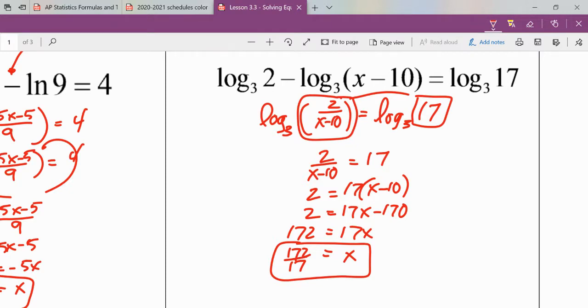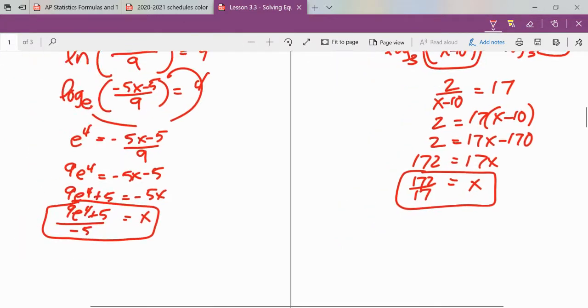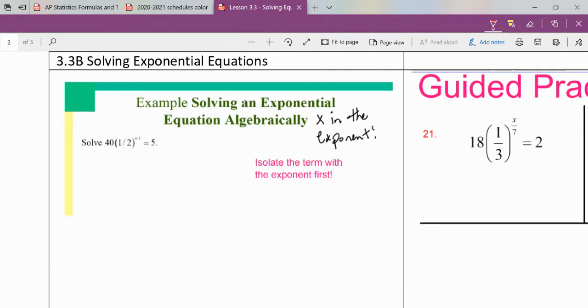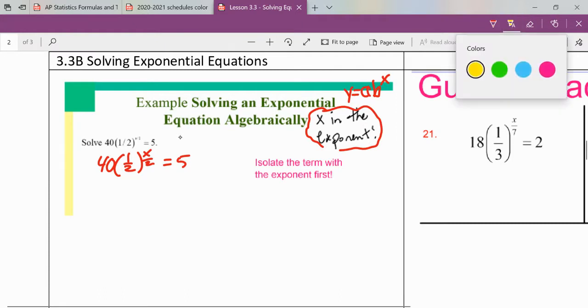All right, let's move on to exponentials. Those were all logarithms, so let's move on to exponentials and solving those. Exponentials, again, have x's in the exponent. They are generally in that form, y equals a times b to the x. So the idea, when we solve these, is to isolate the term with the exponent first. So when I look at this problem right here, 40 times 1/2 raised to the x over 2 equals 5, what we want to do is isolate this piece right here.